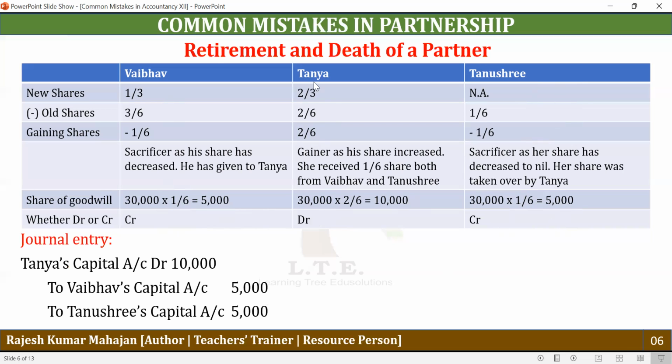Entry will be where Tanu will be debited and Weber and Tanushri will be credited. So the entry would be: Tanu's capital account debit 10,000 rupees, to Weber's capital account 5,000 rupees, to Tanushri's capital account 5,000 rupees. Normally, in case of retirement or death of a partner, the outgoing partner's capital account is credited, whereas the remaining partner's capital account is debited. So it was a basically different case.